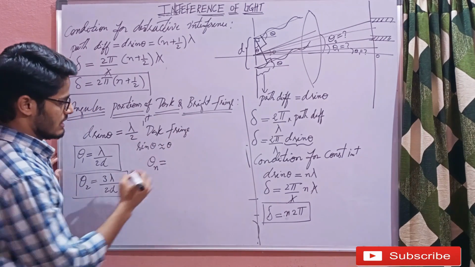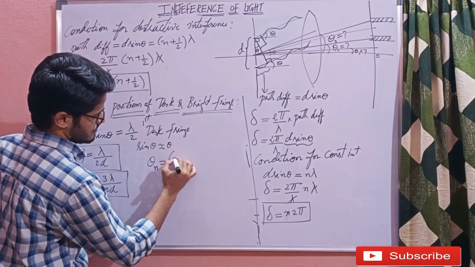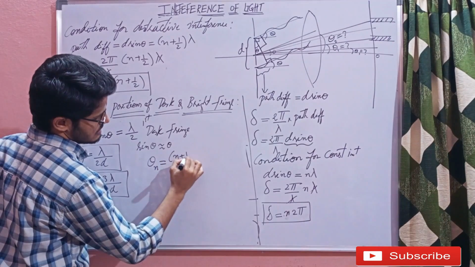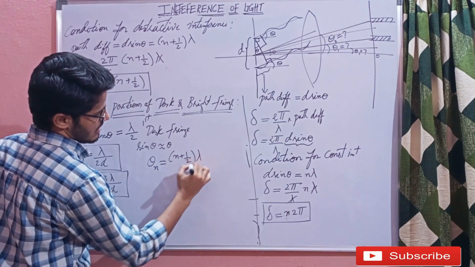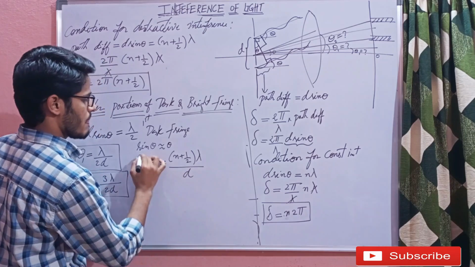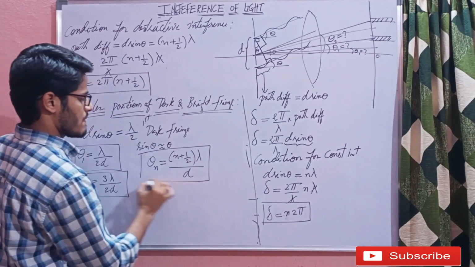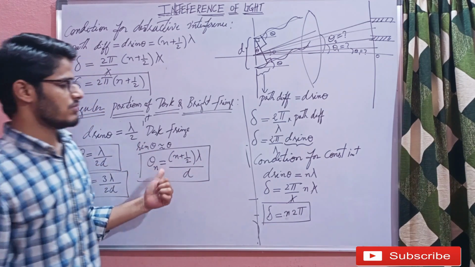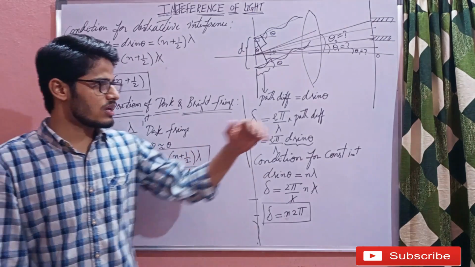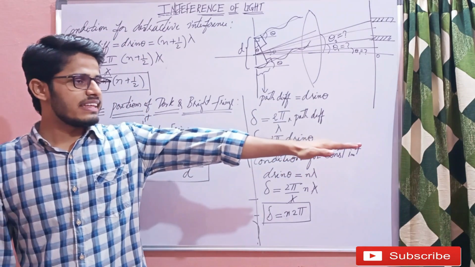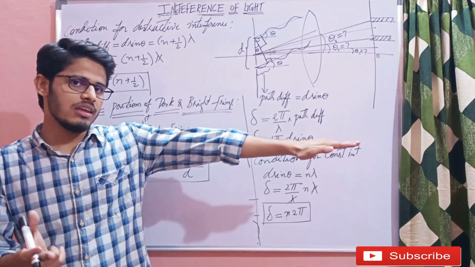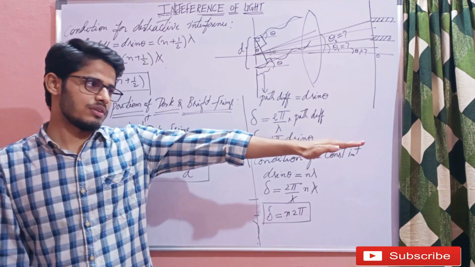angular position, it can be written as (n plus half) lambda by d. So with the help of this equation, you can find out the angular position of any dark fringe you want.